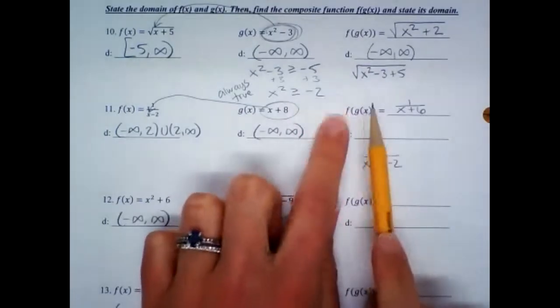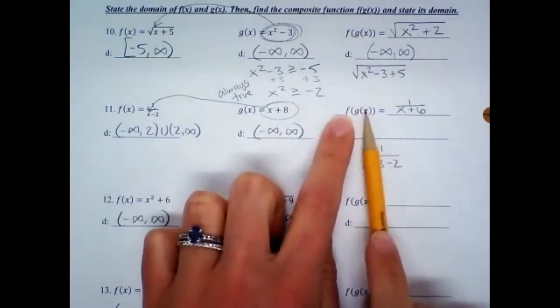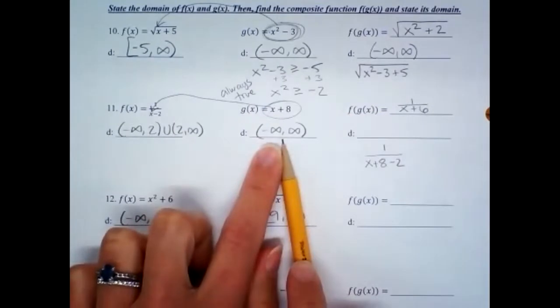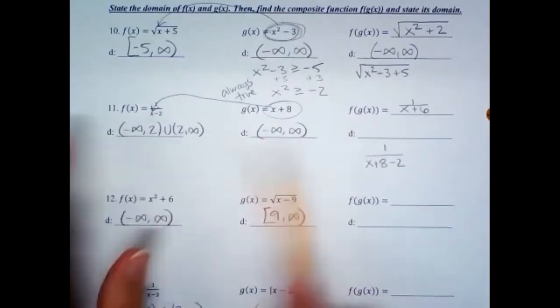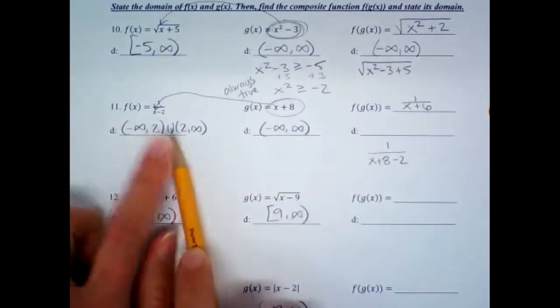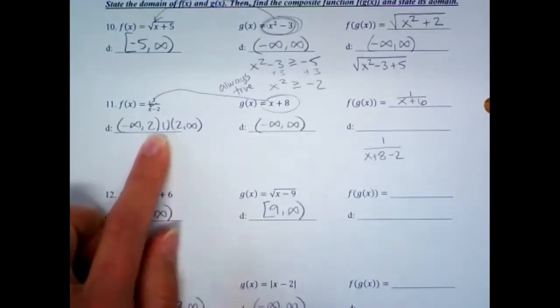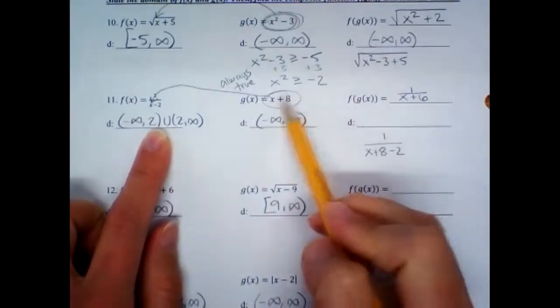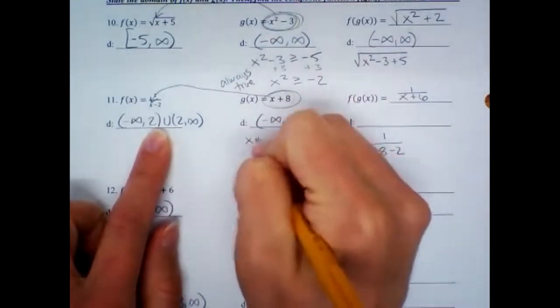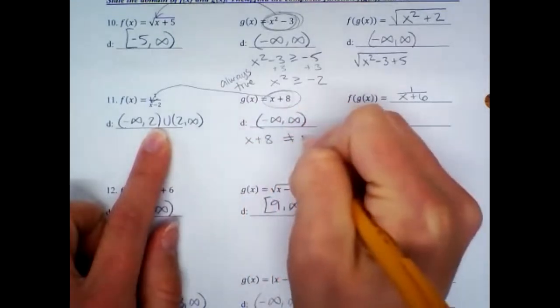Which is the inside function? G. Does G have a restriction? No. Great. Does F have a restriction? Yes. Hey, G of X, you better not equal what? 2 is a troublemaker. I don't want to see you right now with 2. Okay. You're going to take G of X, X plus 8, and say, hey, you are not allowed to be 2.